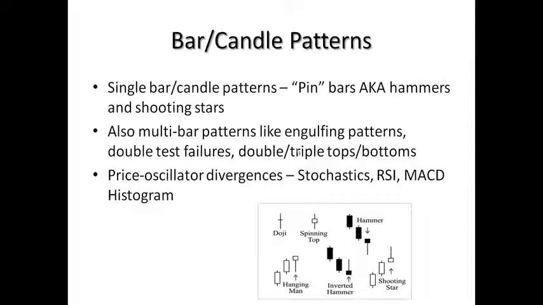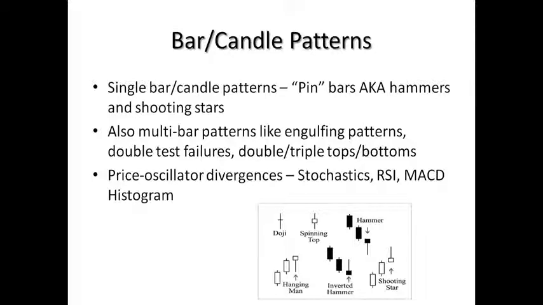Also, you have multi-bar patterns like engulfing patterns, the bearish and bullish engulfing patterns, which I'm not going to go through today. You have double test failures, double, triple tops and bottoms. All of these patterns can contribute to your decision to go long or short in a range. Also, very importantly, we have what are called price oscillator divergences. And please bear with me. I'm giving you all this background information because it all pertains to the strategy that I'm going to be showing you in a second.